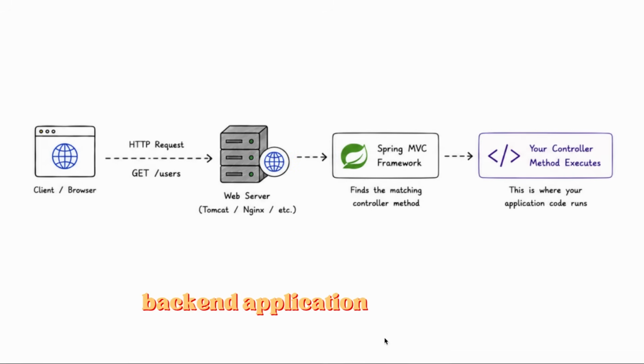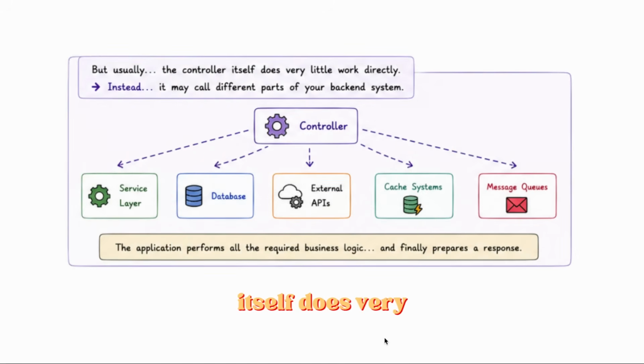Now your actual backend application code finally starts executing. This is the point where your controller method runs. But usually the controller itself does very little work directly. Instead, it may call different parts of your backend system. For example, the controller calls the service layer, your service layer calls database queries or external APIs or maybe a cache system or maybe message queues. And the application performs all the required business logic and finally prepares a response.